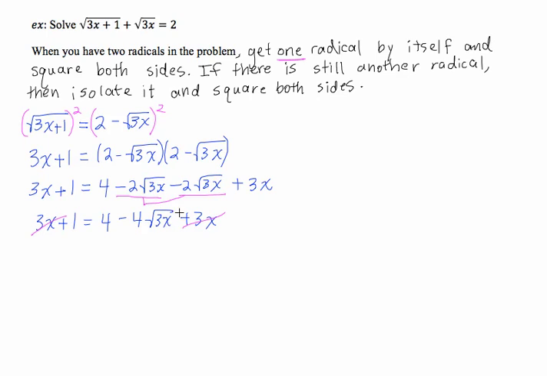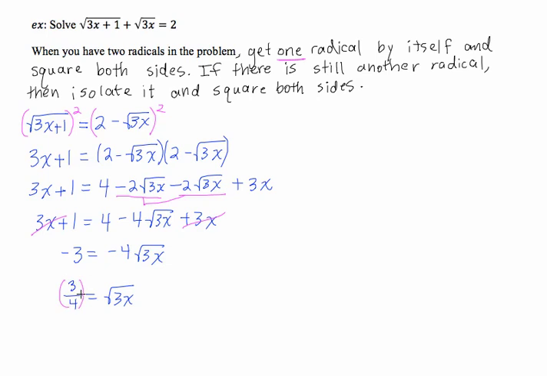So I'm going to subtract this 4 over to get it out of the way. 1 minus 4 is negative 3. So negative 3 equals negative 4 radical 3x. And let's go ahead and divide both sides by negative 4. Now at this step you actually do not have to get rid of that negative 4 because if you squared both sides, the radical would still be eliminated. But just to be consistent, I'm going to go ahead and divide both sides by negative 4 to get this.